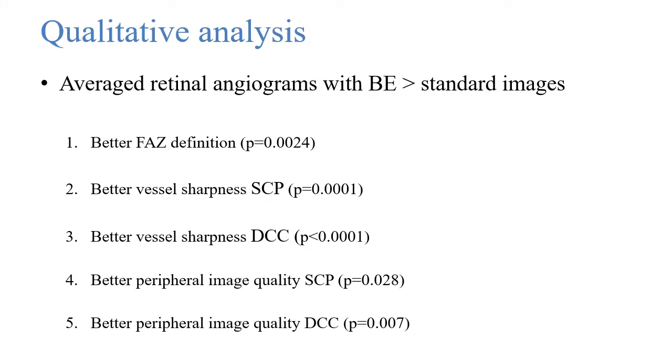The qualitative analysis of images shows that the averaged retinal angiograms with beam expander are better than the averaged standard images in terms of FAZ definition, vessel sharpness, but also the image in the periphery, because as you know, usually the quality of the image decreases in the periphery. And all these parameters are significantly in favor of beam expander.